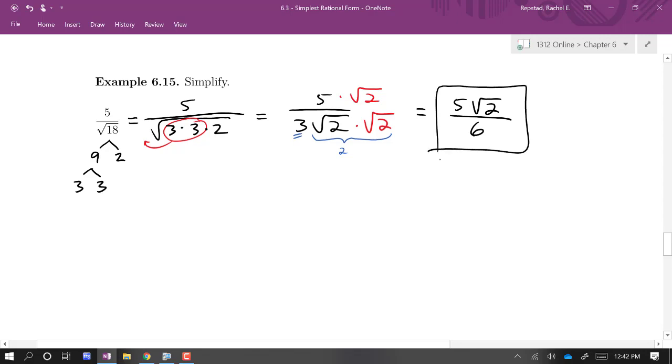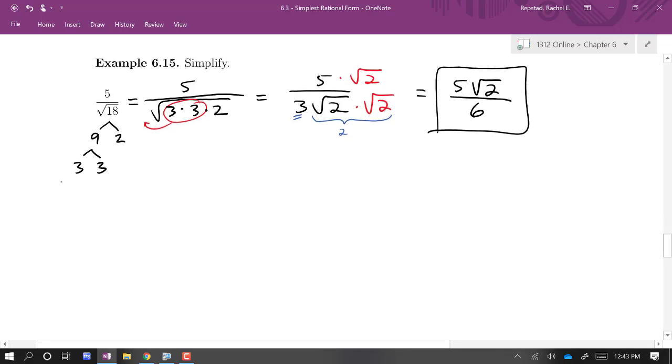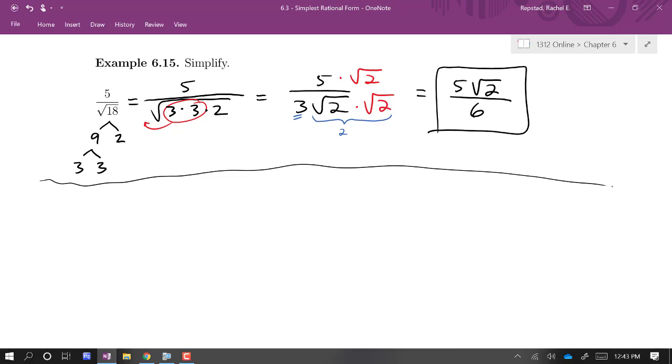The 2 will not cancel with the 6 because the 2 is in a radical and the 6 is not. And I'm going to do one extra bonus example here. All the ones we've done so far focus on square roots. If I had an example, let's say I have 1 over the cube root of 9. So I don't want radicals in the denominator.